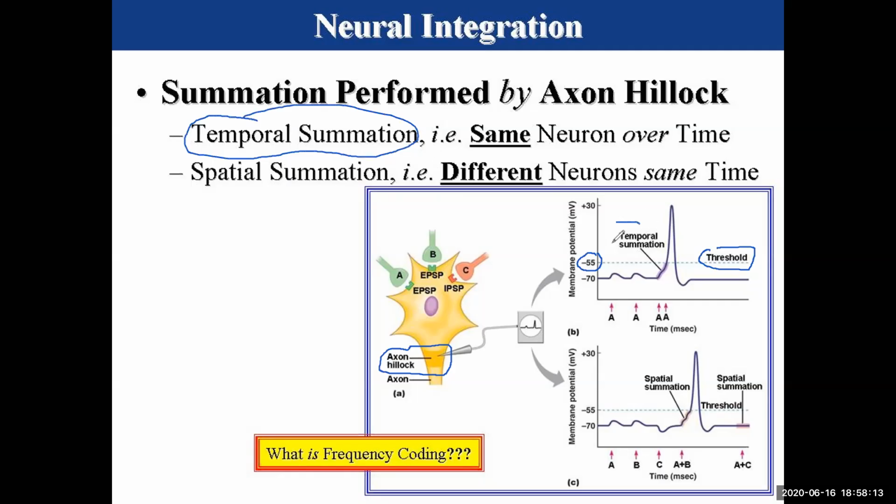Temporal summation here. So the same neuron A fires over time. Over this here, it fires once, it dies out. It fires another one, it dies out. So it cannot add up. But here, it fires so close to one another that the two EPSPs can add up, can help each other to get to threshold.